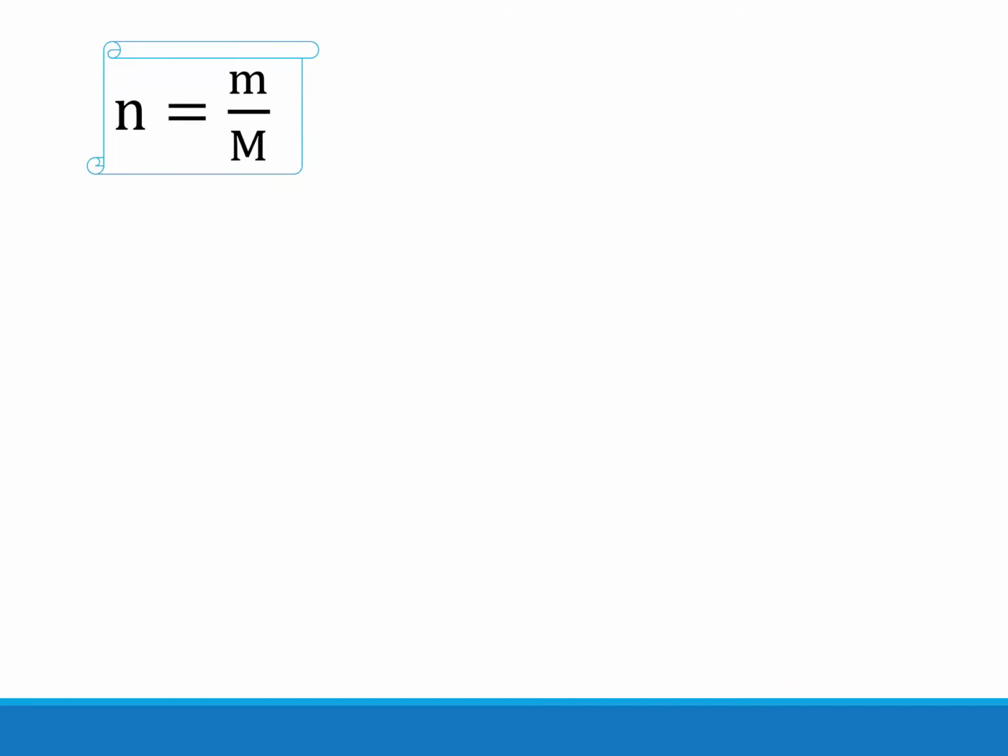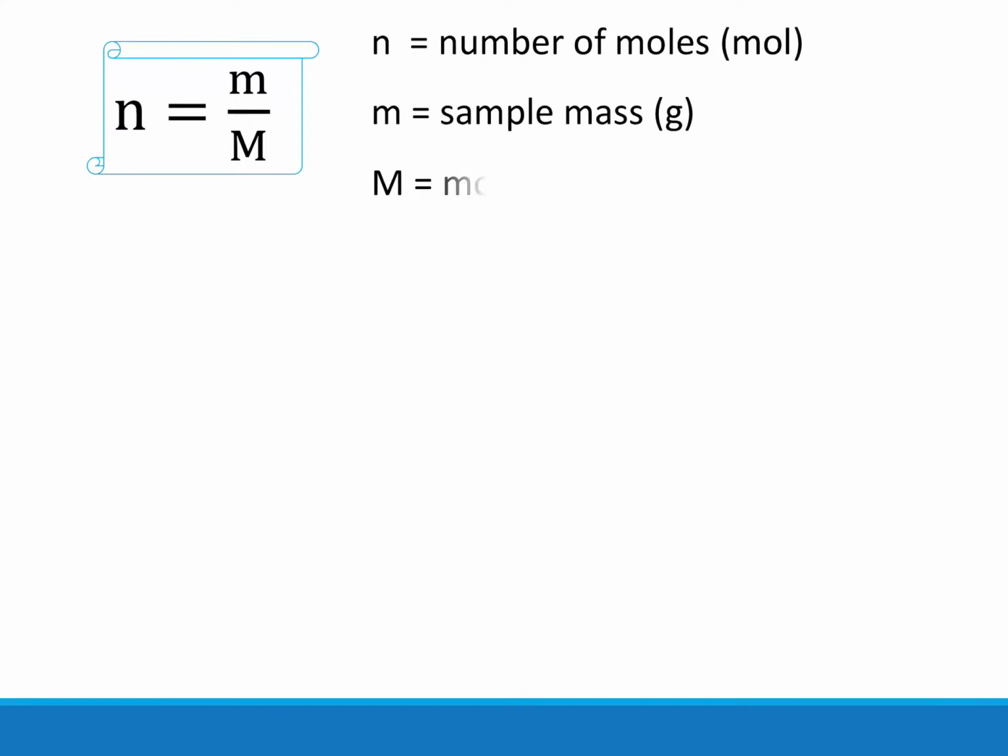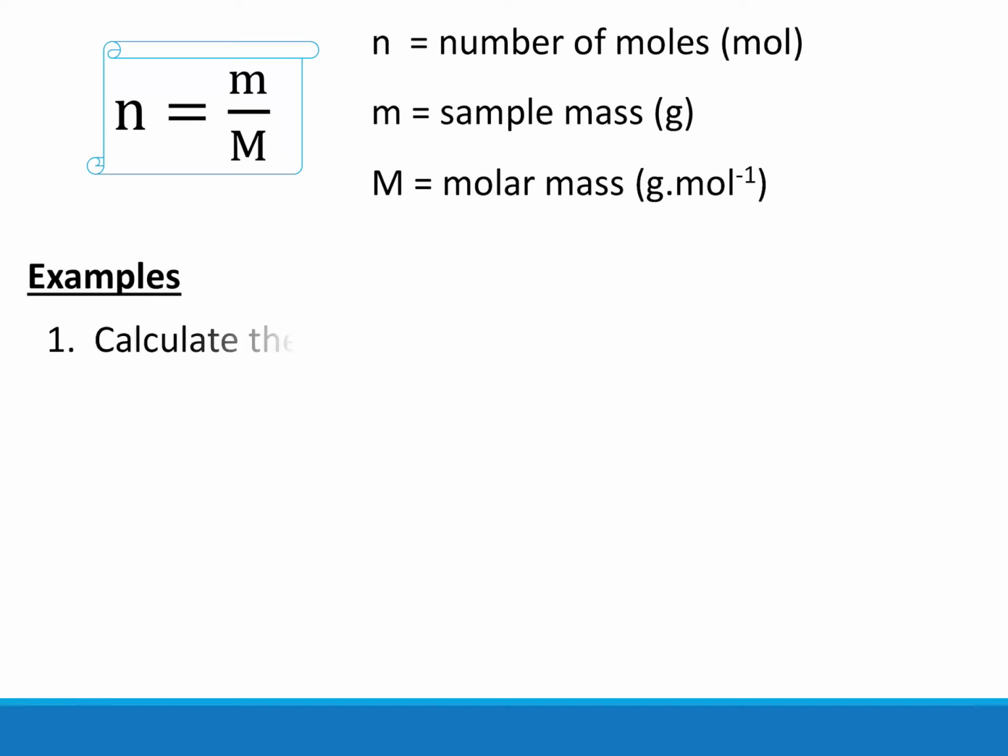n, number of moles, is also equal to the mass of the substance given divided by the molar mass. So n equals number of moles, m is the mass of the sample, and M is molar mass in grams per mole. Okay, so let's look at an example.